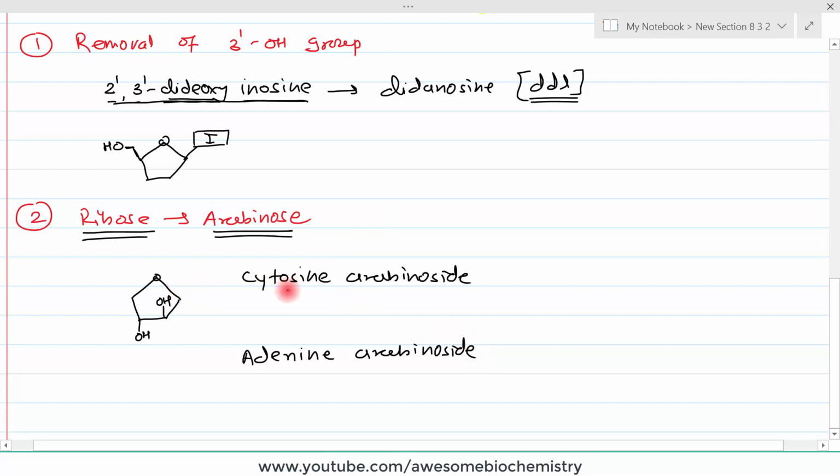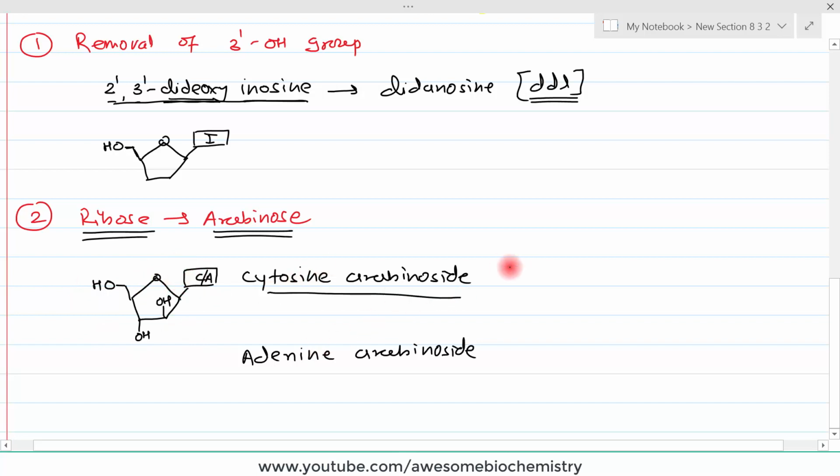This cytosine arabinoside has cytosine as the nitrogenous base in this nucleoside, and this adenine arabinoside has adenine as the nitrogenous base in this sugar. Of course, at the 5' position, it has an OH group. Again, this is a nucleoside. Remember, it is not a nucleotide.